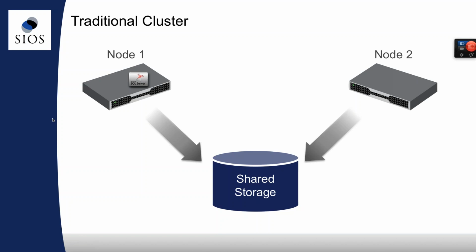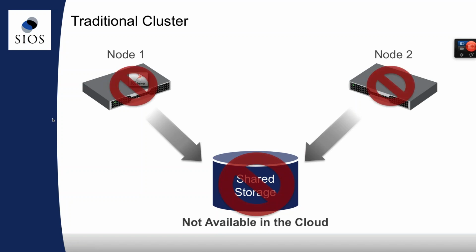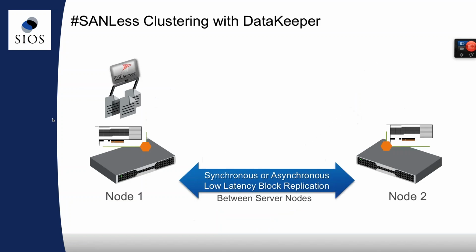So traditional failover clustering, hopefully you're familiar with. It's two or more nodes connected to some sort of shared storage device, as you see here. And that shared storage is just not available in the cloud. So you can't typically deploy a failover cluster leveraging just what the cloud provides you in terms of storage. So that's where the SIOS DataKeeper solution comes in, and we allow you to build what we term a SANless cluster leveraging our software.